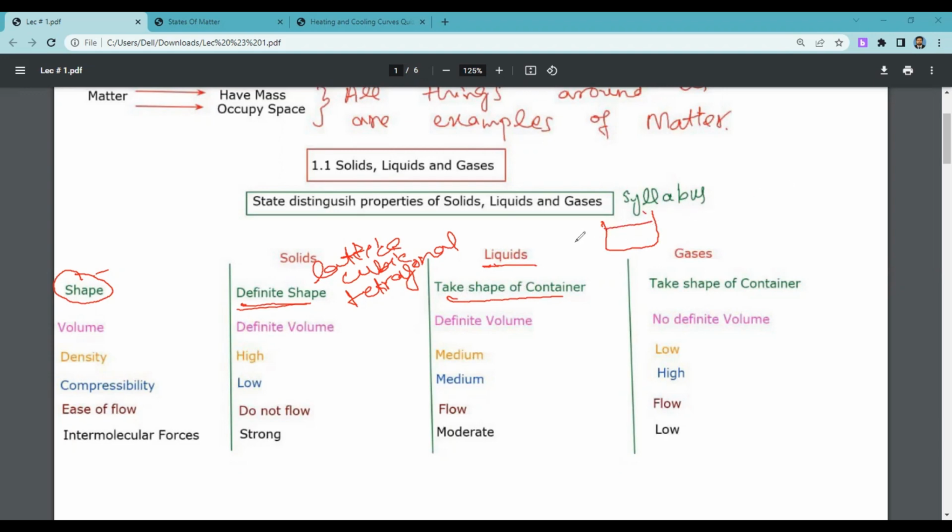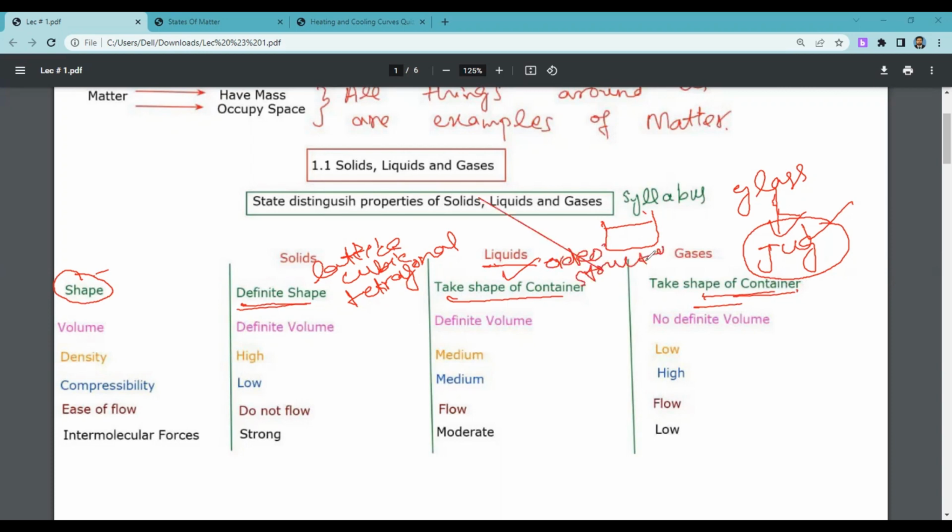If a liquid is present in a glass and we pour this liquid into a jug or any other utensil, then you can see this water has adopted the shape of the jug from the glass to the jug. Therefore, they take the shape of the container in which they are enclosed. Similarly, gases also take the shape of the container because they don't have an ordered structure.